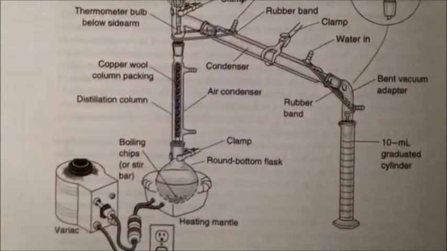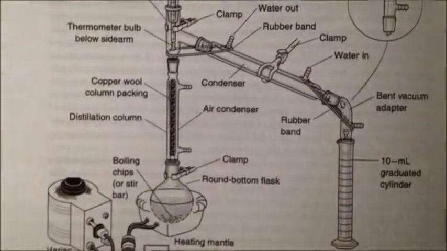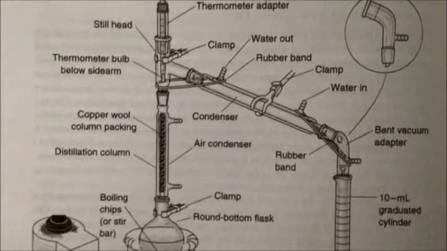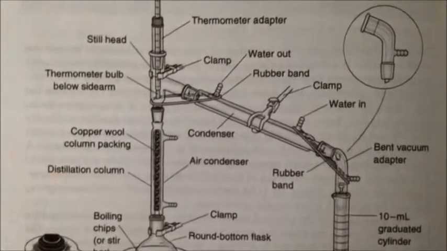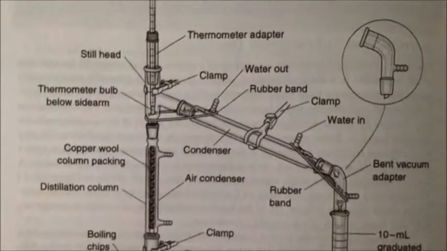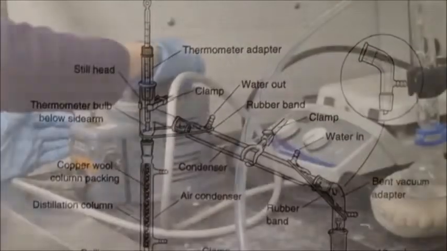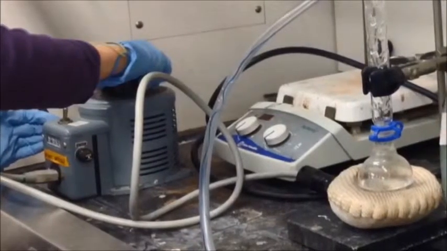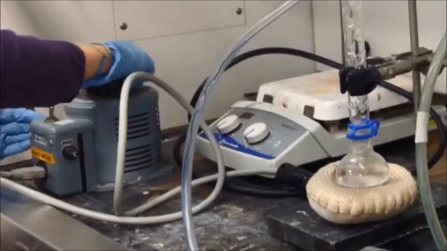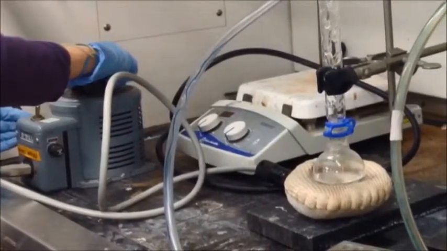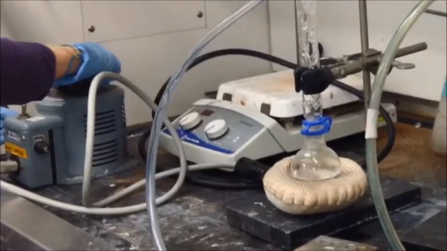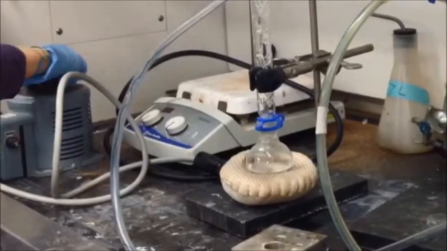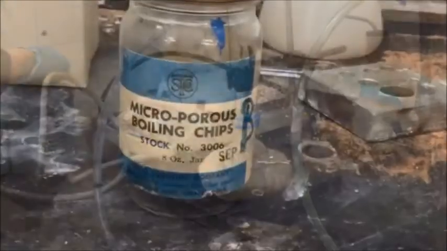Now the fractional distillation apparatus is composed of several parts: the variac, heating mantle, round bottom flask, distillation column, still head and thermometer, condenser, bent vacuum adapter, and 10 milliliter graduated cylinder. The first piece is the variac, which basically acts as a power source for the heating mantle, which is the source of heat. The mixture of your liquids, in this case 20 milliliters of ethanol to 30 milliliters of water, is going to be placed in a round bottom flask, and this is where all of the boiling takes place. We've added some boiling chips to speed up the process.